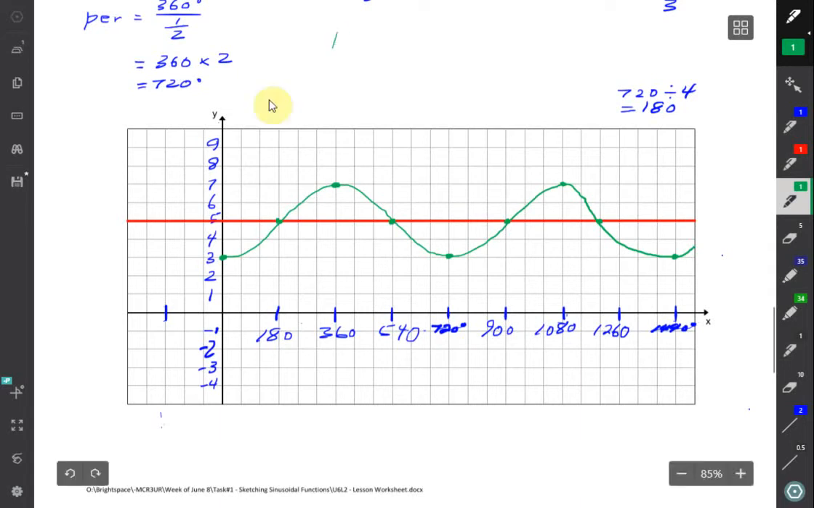So for the domain, this is equal to the set of x is an element of R. For the range, that's equal to the set of y is an element of R such that we have our minimum at 3 and our maximum at 7. 3 is less than or equal to y is less than or equal to 7.